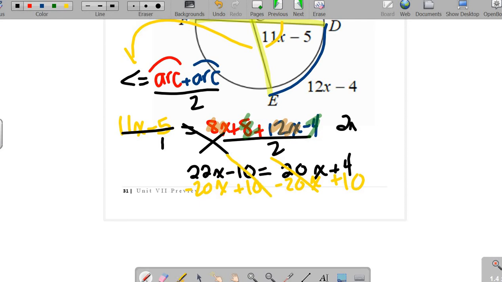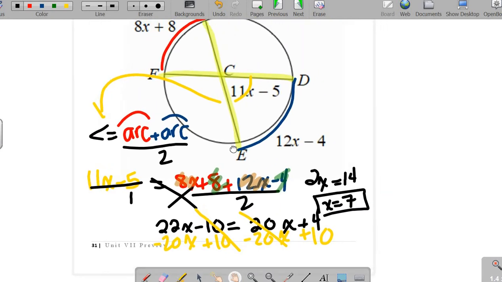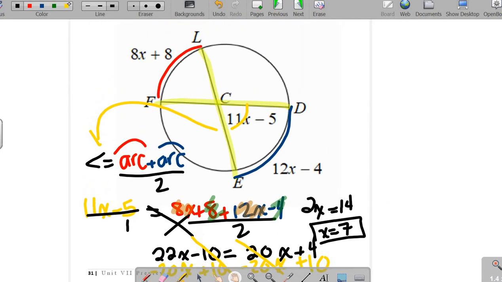End up with 2x equals 14 and x equals 7. Now, just because it's a whole number doesn't mean you're correct. You have to go back and actually check the work and see if you're correct. So 11 times 7, 77, minus 5, that's going to give us 72 here. So we got to see if this works. 8 times 7 is 56.